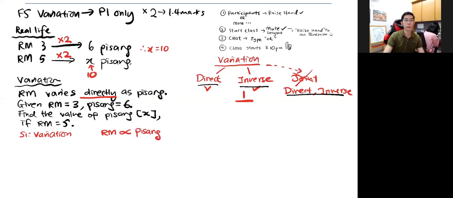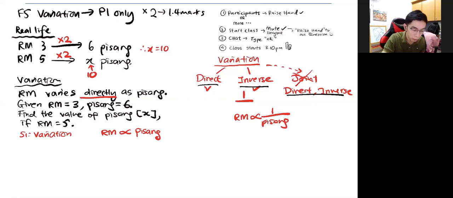Okay, right? Now, the next thing is, how if I say, listen carefully, how if I say RM varies inversely as pisang? So what will you write? This one is like an extra one. Then you will write RM varies as 1 over pisang. Okay, so that's the meaning. Okay, so that's our first part.